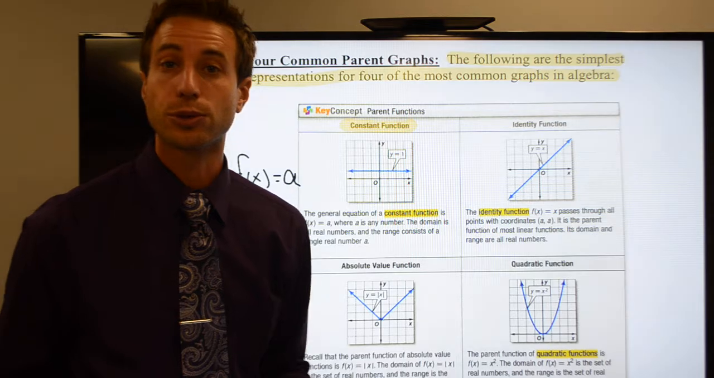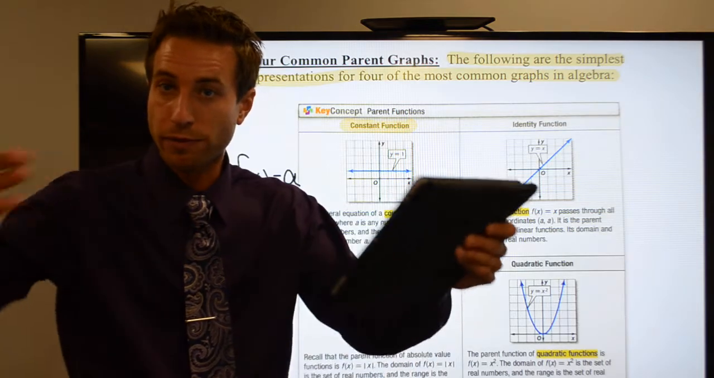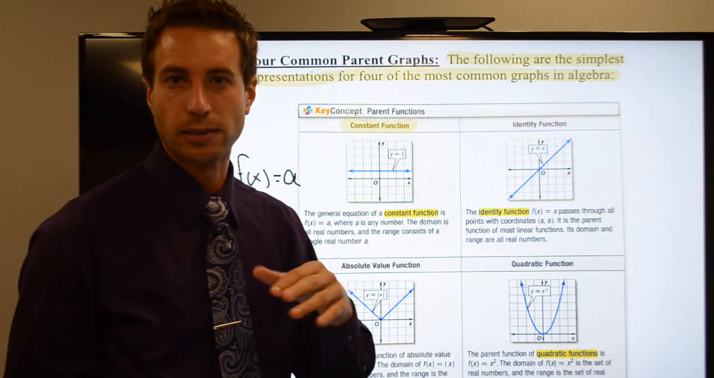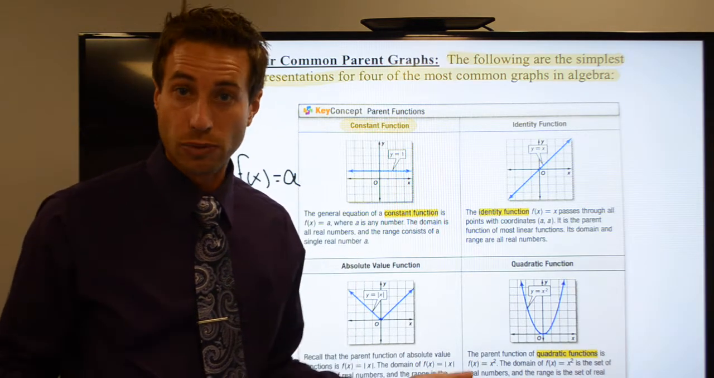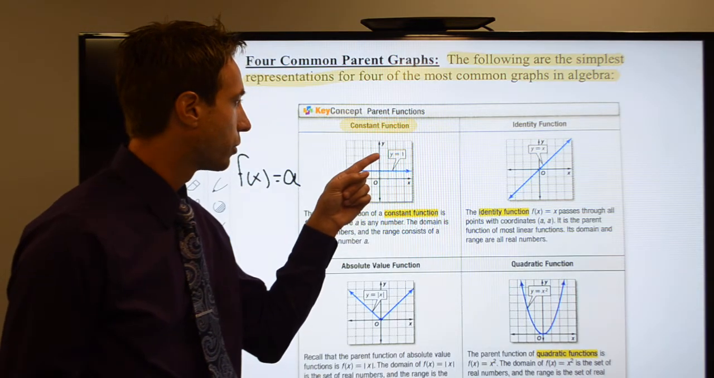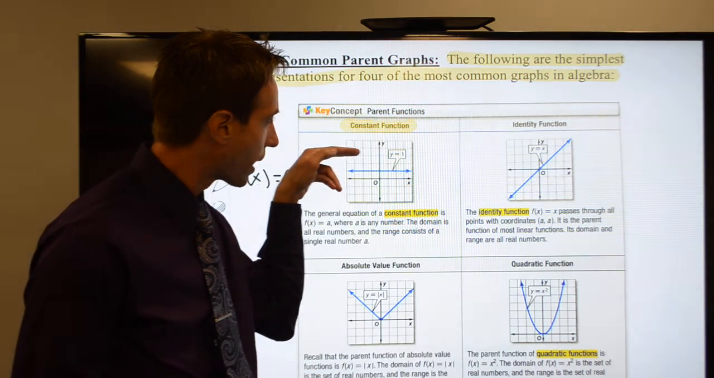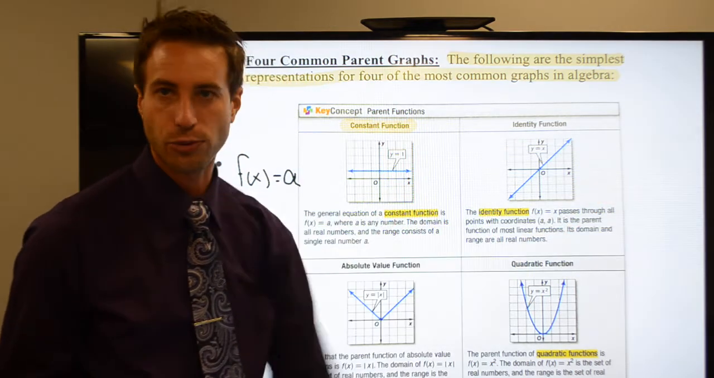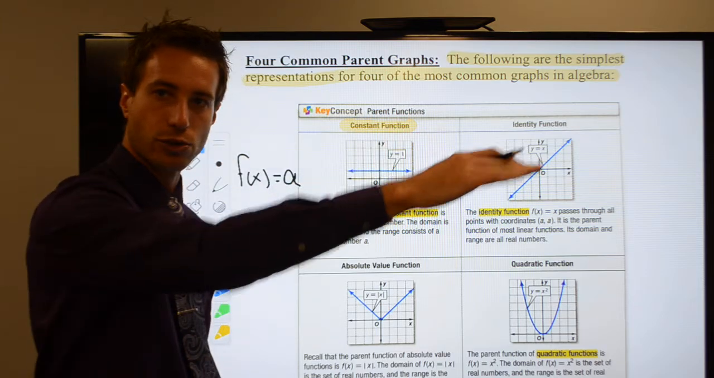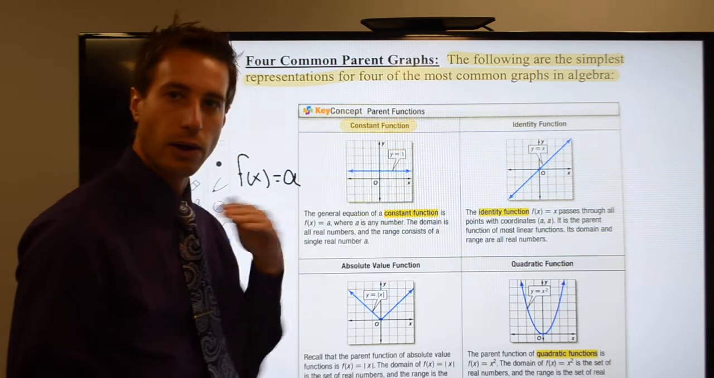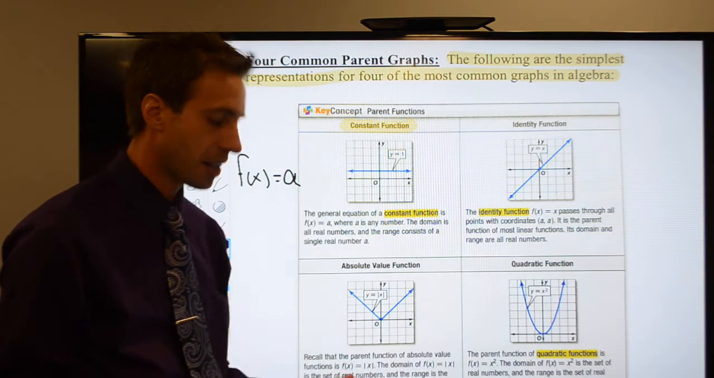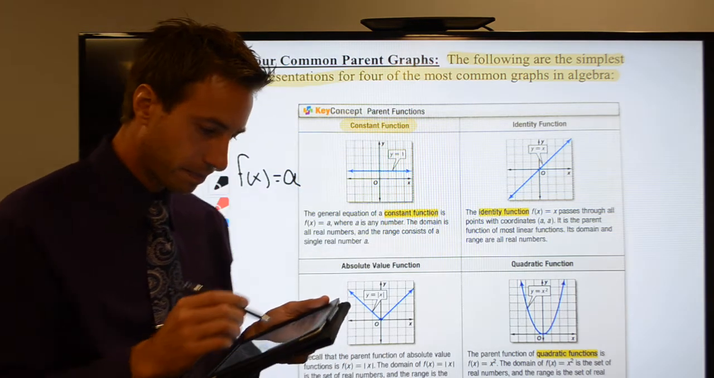If x was equal to pi, 3.14 repeating, well, you'd have to round because you can't graph an irrational number. But if you went 3.14, I just have a constant line going across at 3.14. Constant function: whatever a is equal to, you have a horizontal line crossing the y value at that value of a.